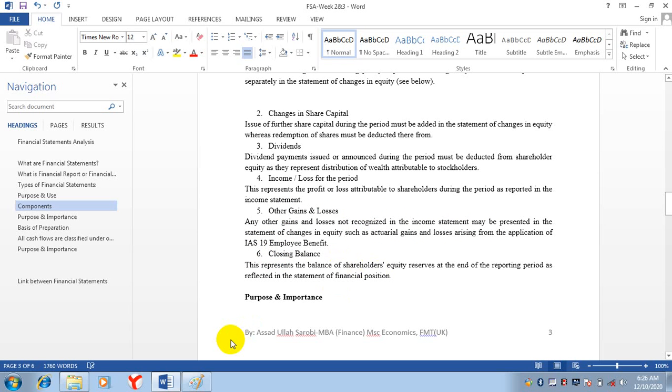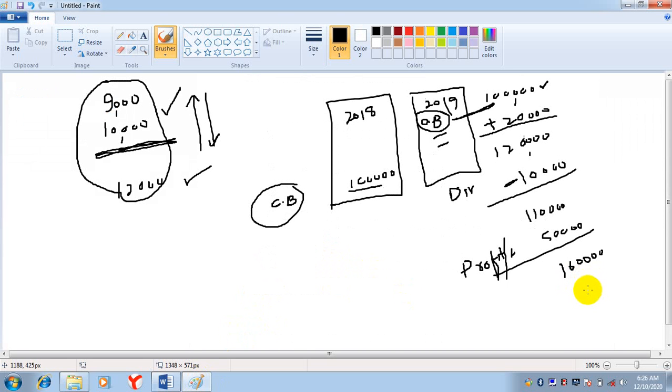And the last thing that will come is the closing balance. Suppose there is nothing left, so this will be the closing balance of this year, 2019. So all those things that are affecting the shareholders' equity, if it is increasing the shareholders' equity, we will add it, and if it is reducing the shareholders' equity, we will deduct it.